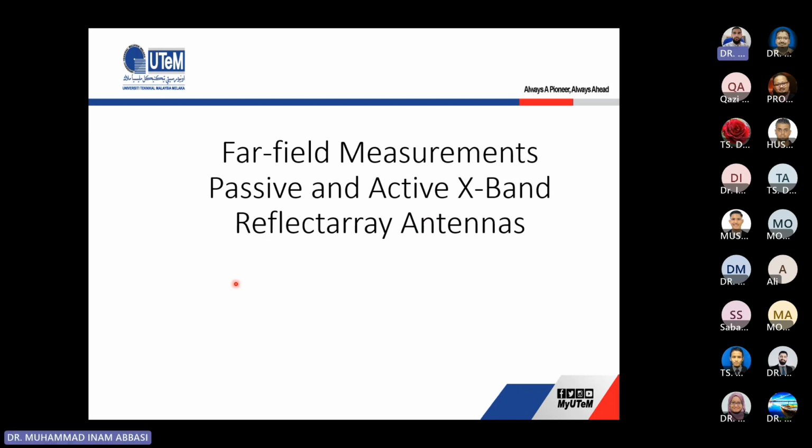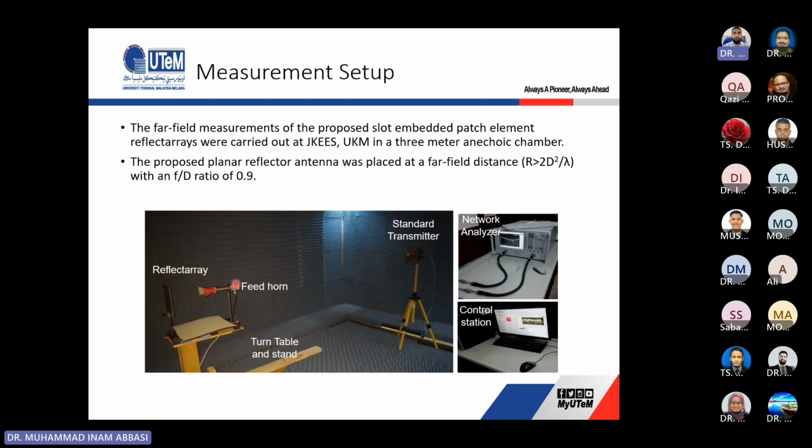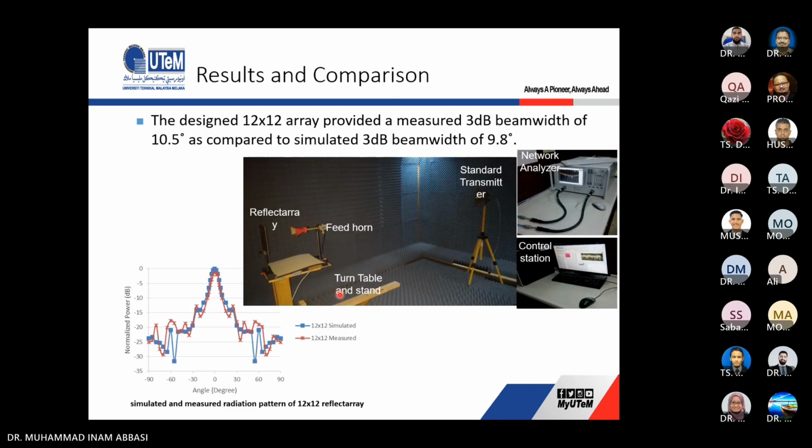These are the far field measurements of passive and active X-band reflectarray antennas. Based on the design that I showed earlier, we designed the reflectarrays and did the measurements in an anechoic chamber, using a feed horn and a standard transmitter. These were done at JKES UTeM, and we can see that we get very good agreement between simulated and measured radiation pattern results.